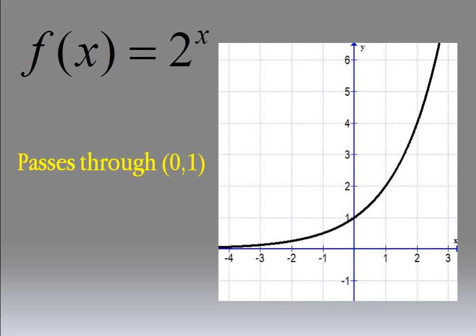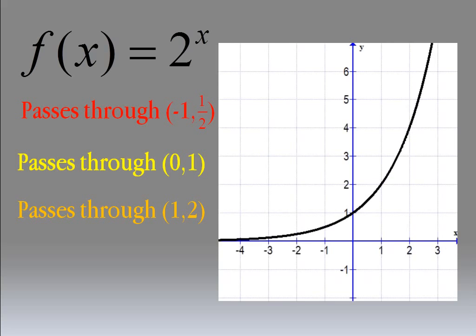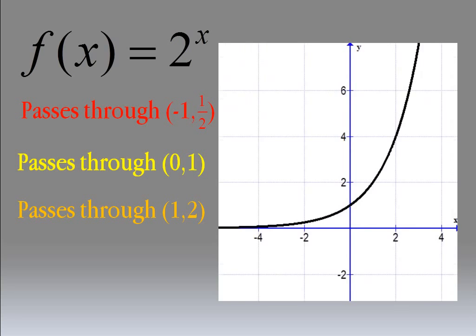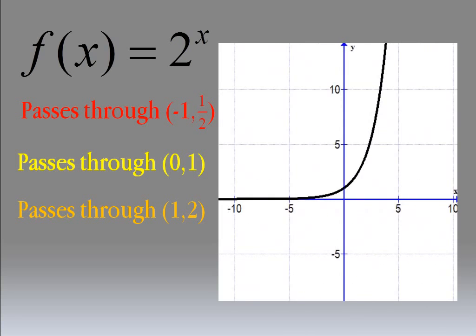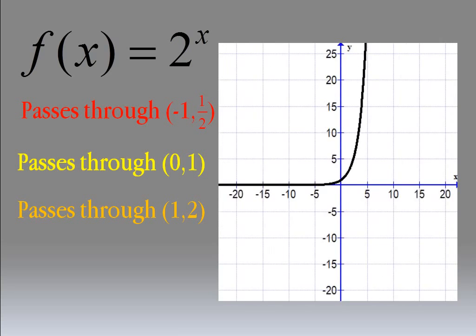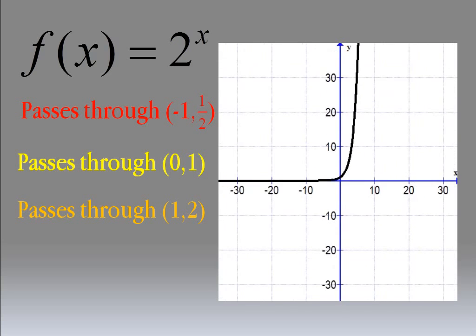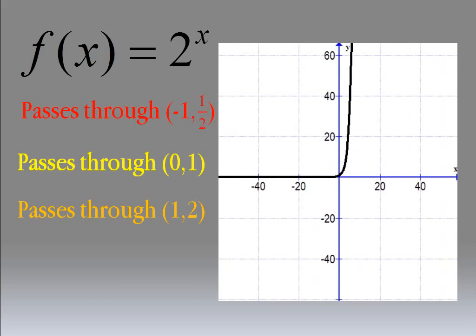Some key features. This graph passes through (0, 1), (1, 2), and (-1, 1/2). Another key feature of this graph is its overall shape. I would say that this graph is increasing, and it's increasing relatively fast. We will observe this characteristic in future videos, but right now I'm going to zoom out to show you this graph is increasing very, very fast.